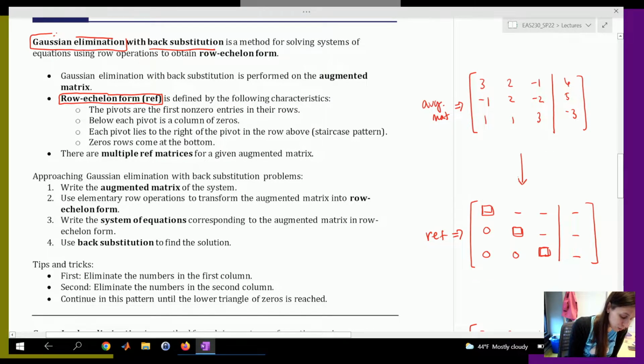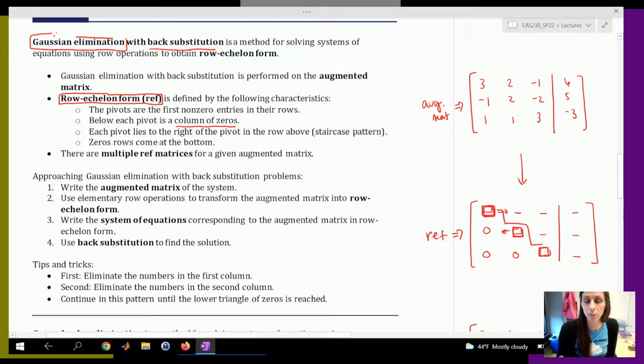And then below each pivot is a column of zeros. So here, if I look at this pivot, below it is all zeros. This pivot here, below it is all zeros, and this pivot here, below it is all zeros as well. So essentially what we're going to do is create a bunch of zeros, where we have a first non-zero entry in a row and a bunch of zeros below it. Each pivot lies to the right of the pivot in the row above. So we get this staircase pattern, where each pivot below lies to the left, and each pivot above lies to the right. And we keep going through in that staircase pattern.